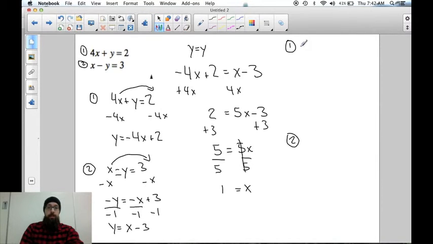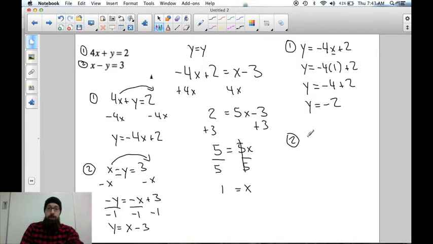So we figured out x, now we need to figure out y. So to do that, we take our first equation, which is y equals negative 4x plus 2, and we say, hey, we figured out that x is equal to 1. Okay, so we take our 1 and we substitute it in where we have our x. We have y equals negative 4 times 1 plus 2. Y equals negative 4, because negative 4 times 1 is negative 4, plus 2, and y will equal negative 2.